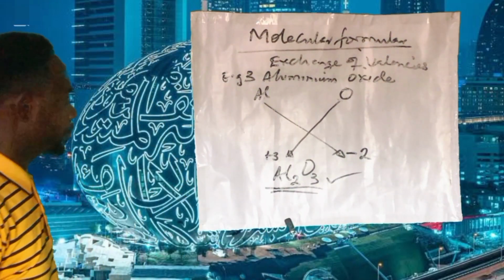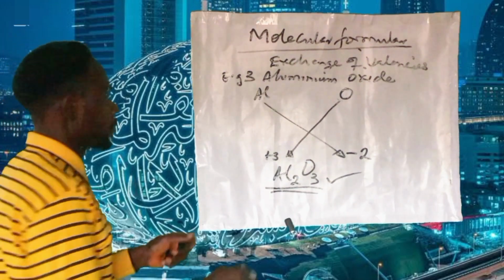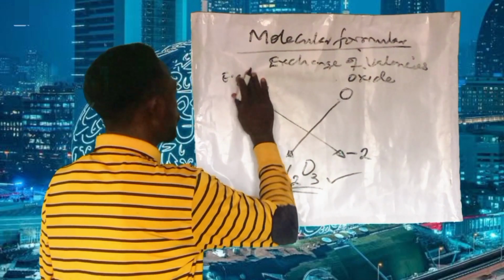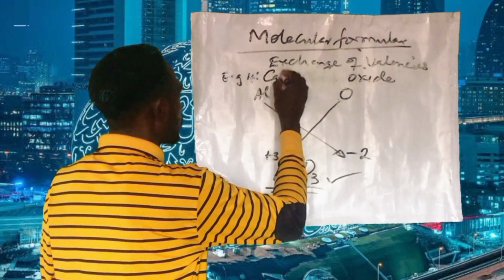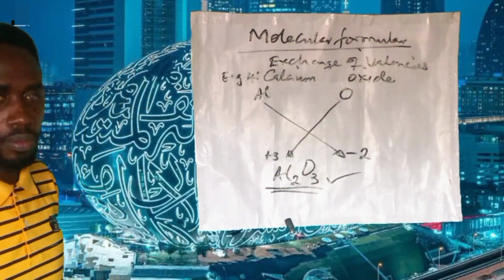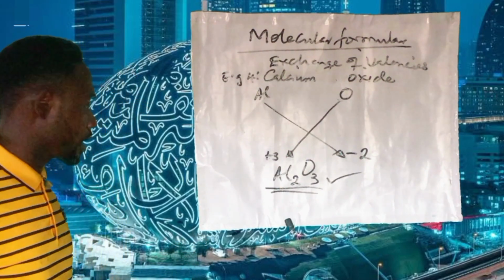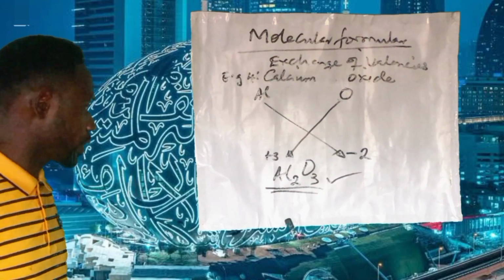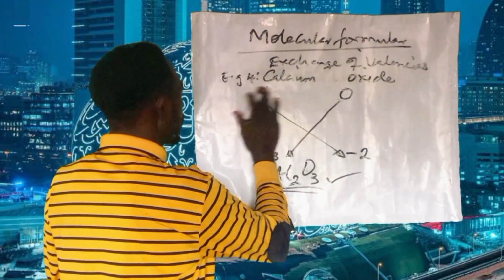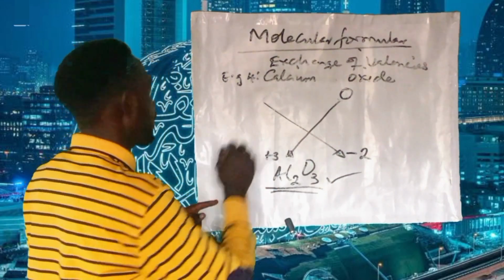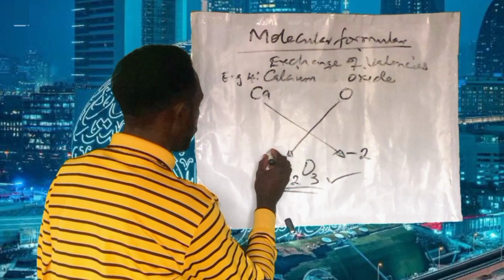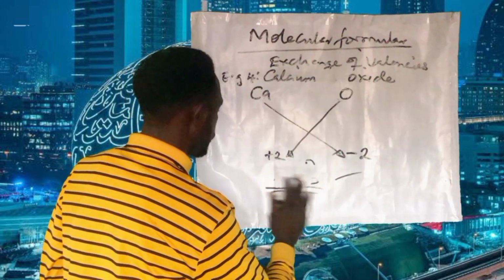Okay, now the next example is, let us take a look at calcium oxide. Example 4. How do you write the formula of calcium oxide? In this case, I will replace this aluminum with what? Calcium. I've been giving you examples in what we call binary compounds. So Ca is here. So what's the valency for Ca? Plus 2.